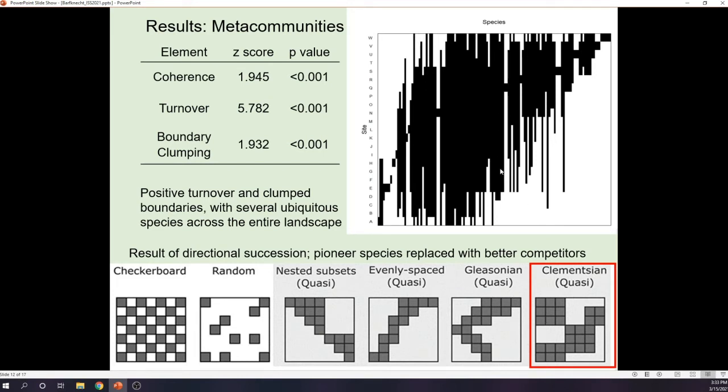And so again, just looking at the original diagram we looked at, just to compare it with the one that was generated, you can see that clumpiness, and again, this is a perfect Clementsian structure, so it doesn't look perfect, but you can definitely see where they share certain characteristics.